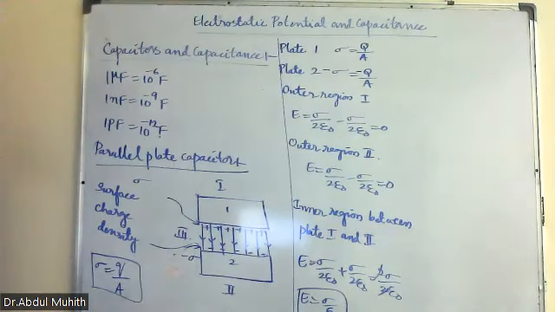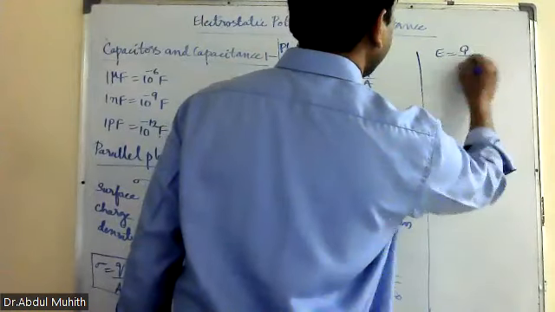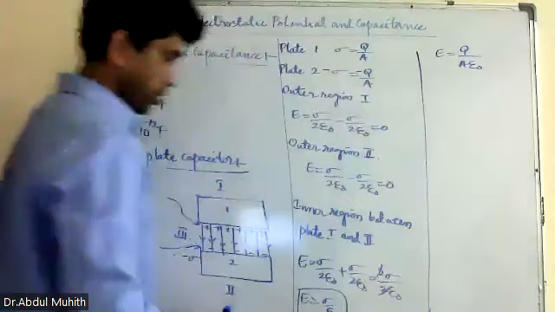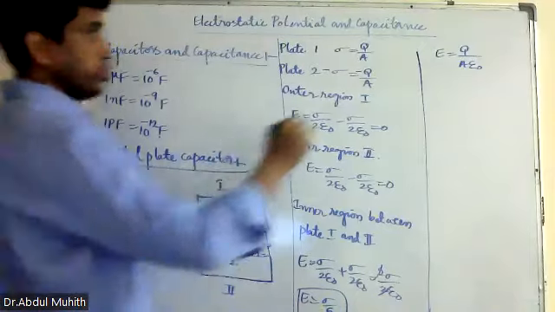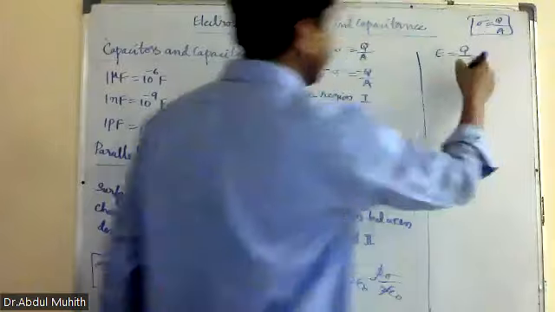This is the formula. But what is sigma again? We already know that sigma is equal to Q by A. So E is Q by A epsilon 0. Is it clear? We know that sigma is equal to Q by A. This is the formula.